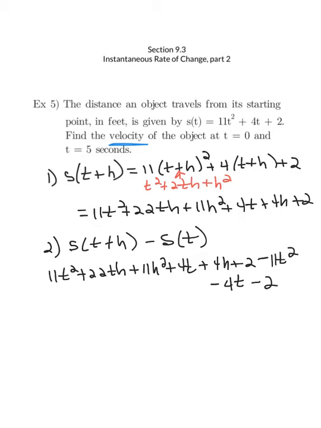Remember that this is the step where your non-h terms must cancel. 11t squared and negative 11t squared cancel. 4t and negative 4t cancel. 2 and negative 2 cancel. We are then left with 22th plus 11h squared plus 4h. All of the terms that are left have h's in them, and so we know that we are okay because you must have an h in every term.